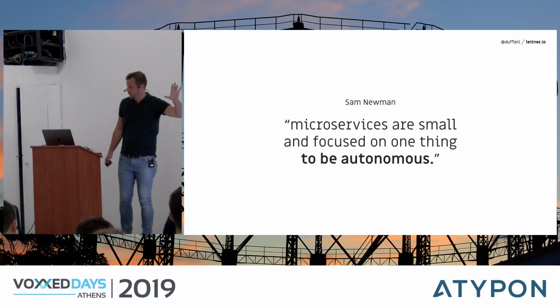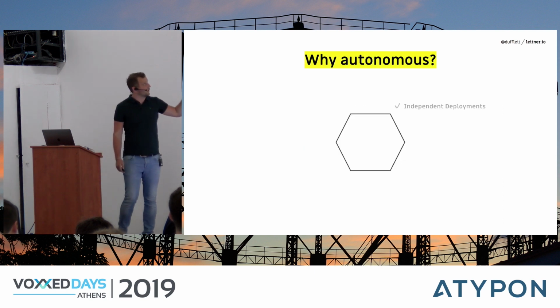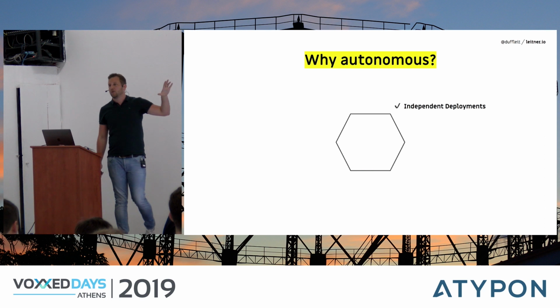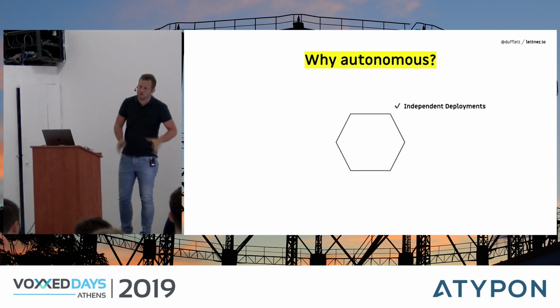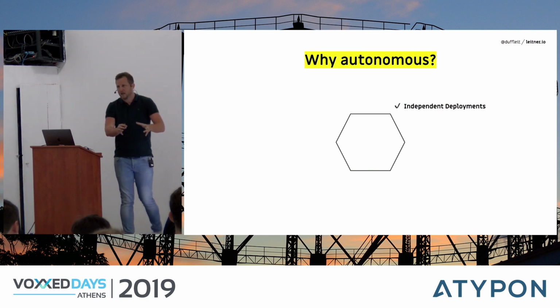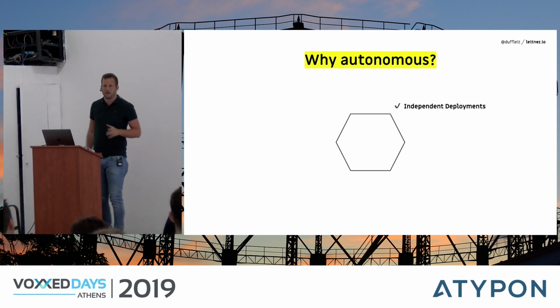And there are roughly 6 reasons why we usually want to be autonomous. The first one, the most obvious one: we want to have independent deployments, right? That's what we all know about microservices. We do them because we want to ship our services independently to production. We want to ship service A today and service B in 2 months again. That's why we do this, because we have those independent deployments.